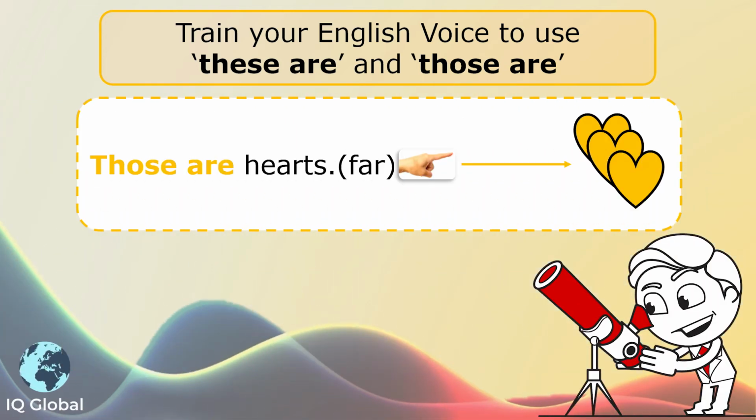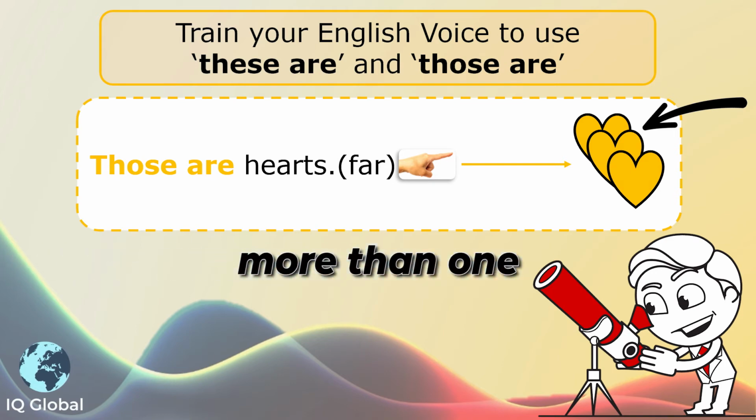Sentence 2. Those are hearts. Now have a look at the picture. There is more than one, so we use those are because they are far.